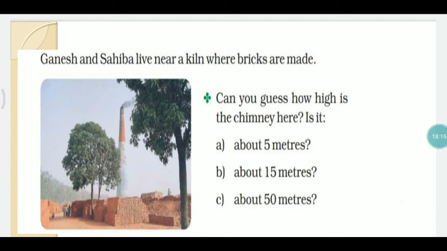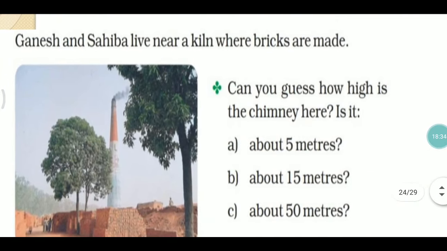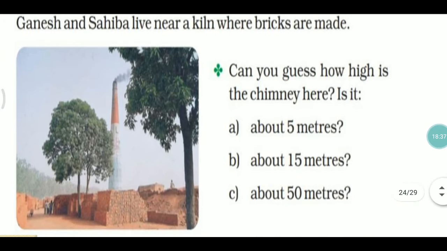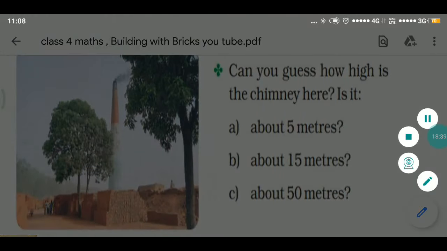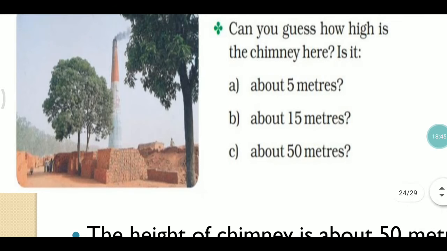Ganesh and Saiva live near a kiln where bricks are made. Students, what do you mean by brick kiln? A kiln in which bricks are burned. Can you guess how high the chimney is? Is it about 5 meters, about 15 meters, about 50 meters? Yes, students, the height of the chimney is about 50 meters in the given figure.